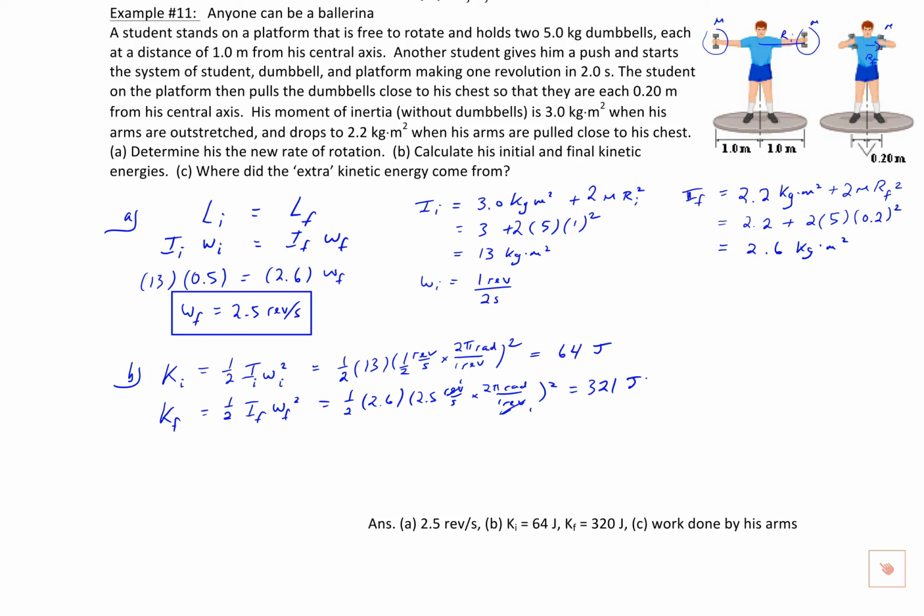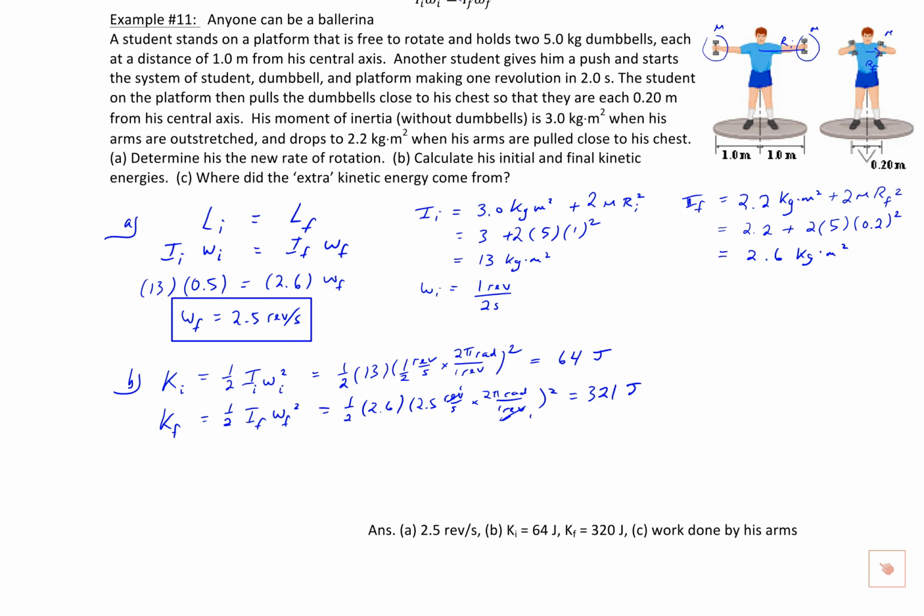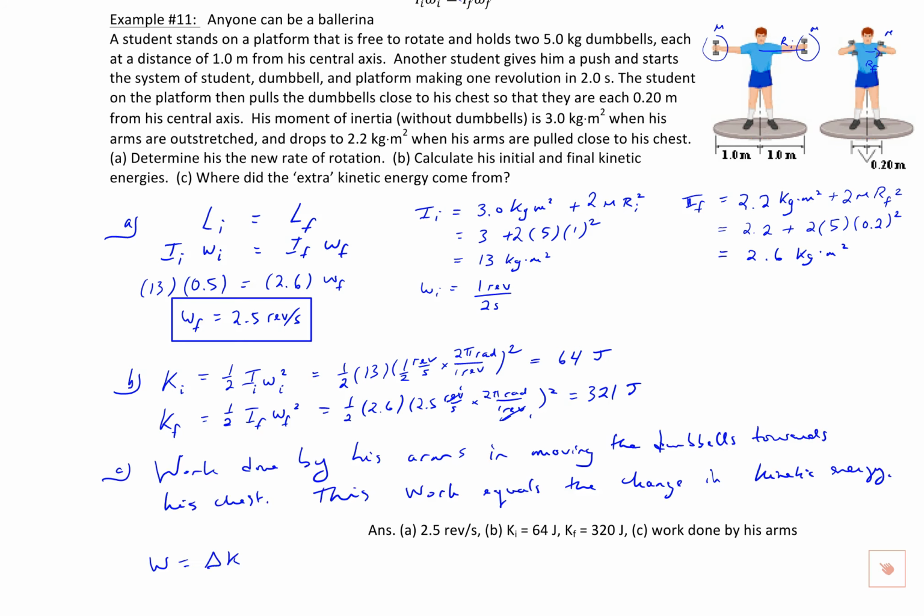There was not a conservation of kinetic energy. So how did his kinetic energy suddenly increase? Where did that energy come from? And that's what is asked in part C. This extra kinetic energy came from the fact that the student had to do work in moving the masses closer to his chest, from the initial picture to the final picture. So work was done by his arms in moving the dumbbells towards his chest. And in fact, this work is equal to the change in kinetic energy.